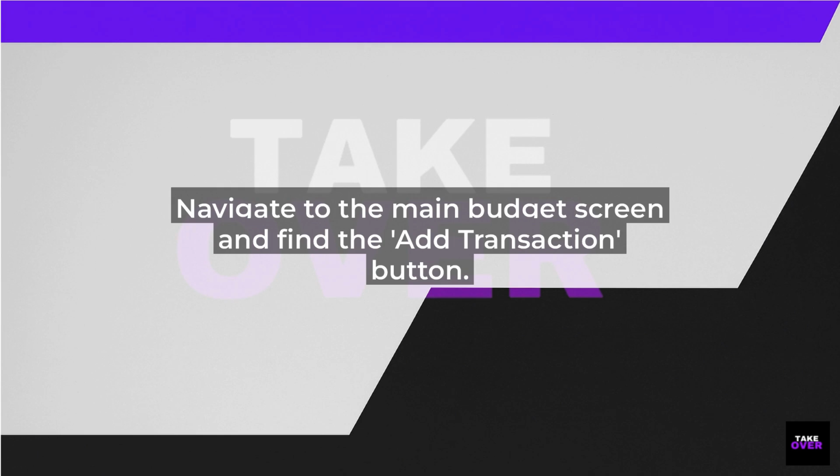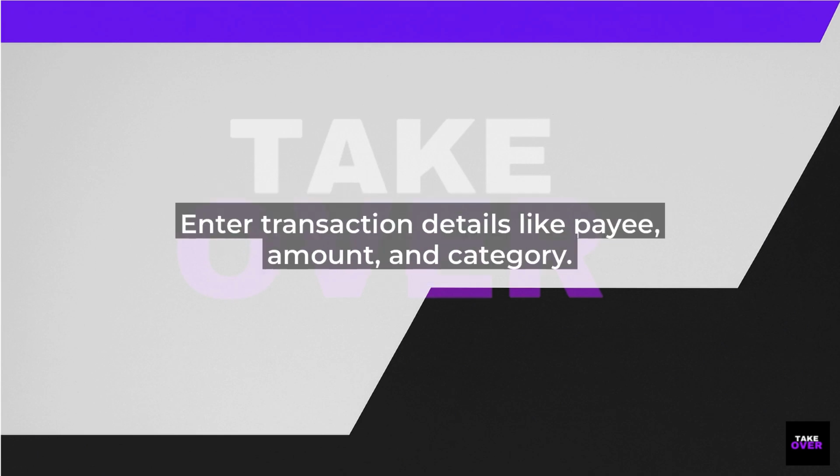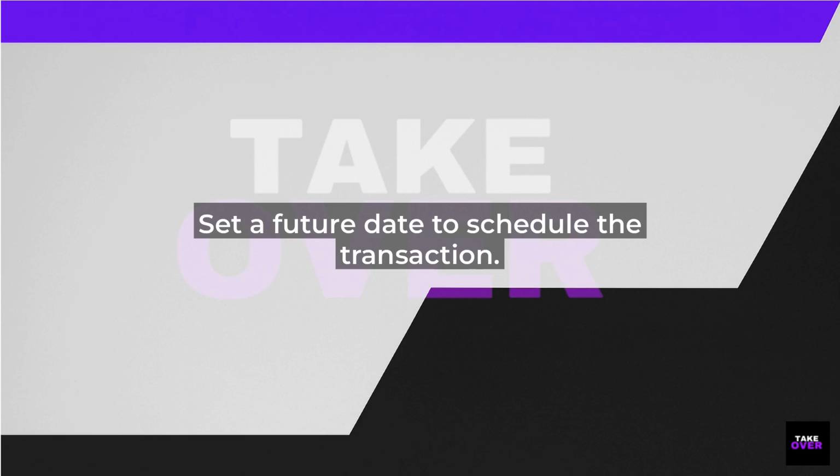In the form, start by entering the details of your transaction. Type in the payee, like electric bill or Netflix subscription, and add the amount. Here's the key part. Instead of setting it for today, scroll down to the date field. YNAB lets you pick a future date for when this transaction will actually occur. Make sure to select that future date to schedule it properly.